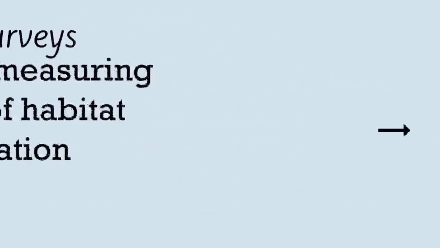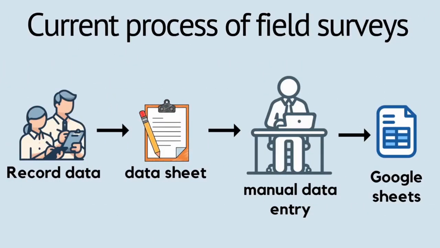The current process of field surveys, which I feel is pretty cumbersome, is that you have people going into the field at the points or the transect where they are going to record their data. They have a clipboard in their hand, and they record it in their data sheet. Once recorded, they go back to their office and copy that over, usually into a Google Sheet. This is how it looks.